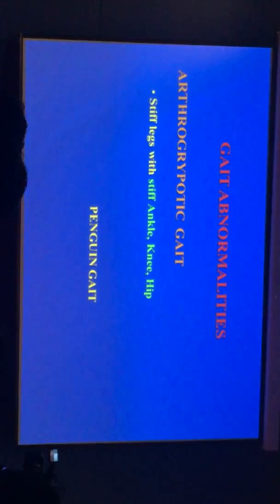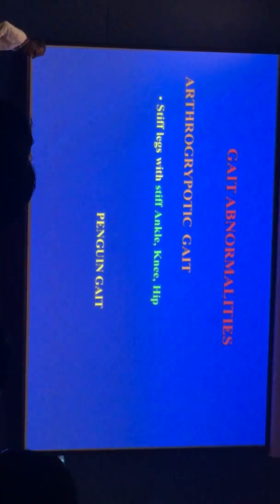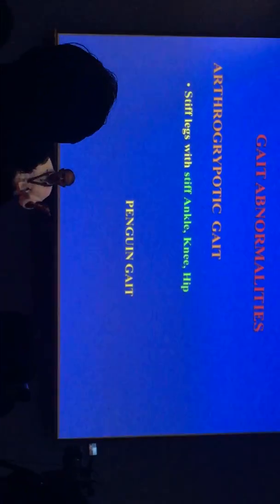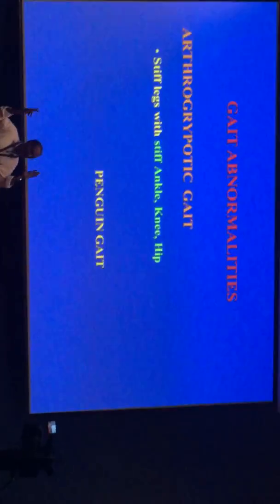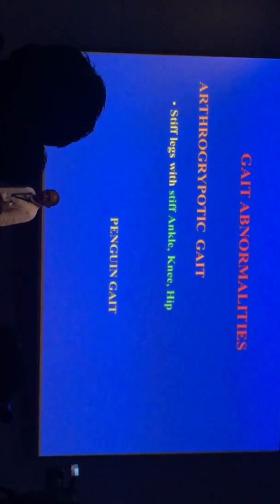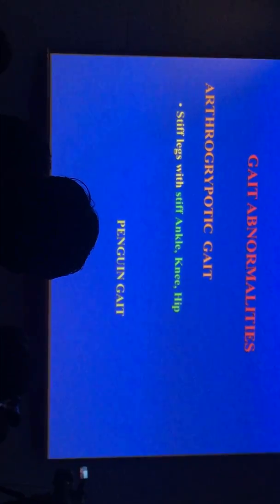Arthrogrypotic gait, they have stiff hip, stiff knee, stiff ankle, and therefore they do not walk the normal gait cycle patterns of the hip flexion, knee flexion, ankle, all that. So what do they do? They then use their trunk. Their trunk movement is like that. They're not using their leg, they're moving like that.